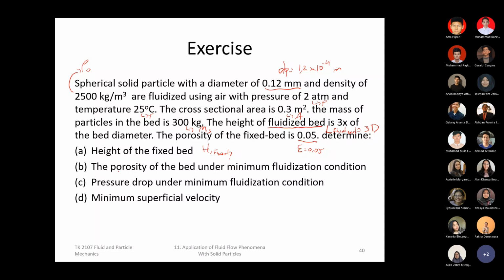Then what is the porosity of the bed under minimum fluidization condition? So that's the epsilon MF. And then what is the pressure drop at minimum fluidization condition? And then last but not least, what is the minimum superficial velocity, the UMF?